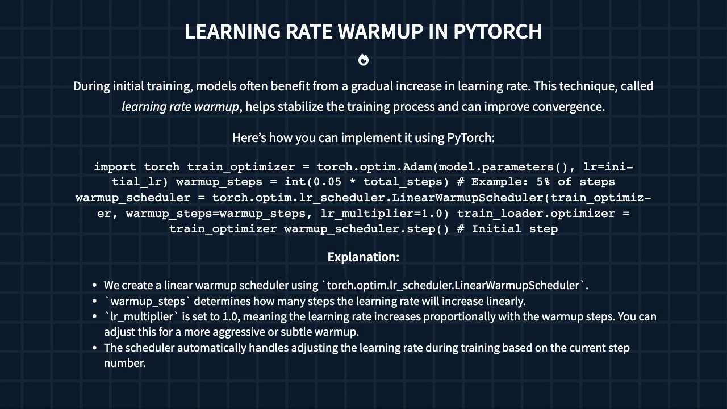Why do we do this? Well, early in training, the gradients can be noisy and unstable. A high learning rate at the beginning might cause the model to overshoot its optimal parameters and bounce around wildly, making convergence harder. By gradually increasing the learning rate, we allow the optimizer to find a more stable starting point and improve the overall training process.